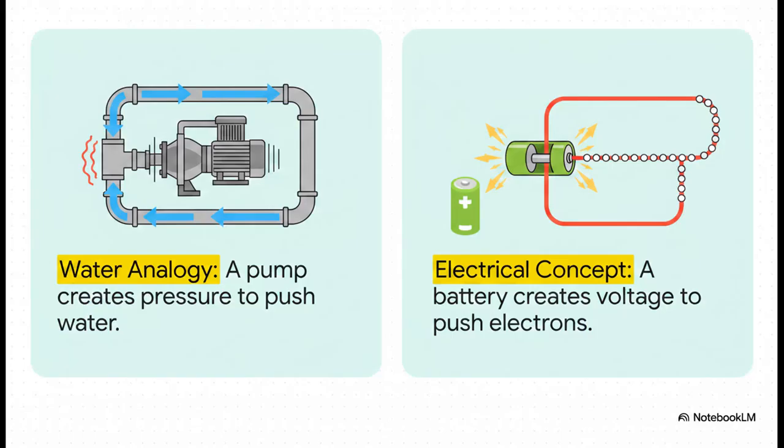So if voltage is the push, what actually does the pushing? A battery. A battery is basically the water pump of the electrical world. You know, a pump creates water pressure to shove water through pipes, while a battery creates that electric pressure, the voltage, to push electrons through a circuit.